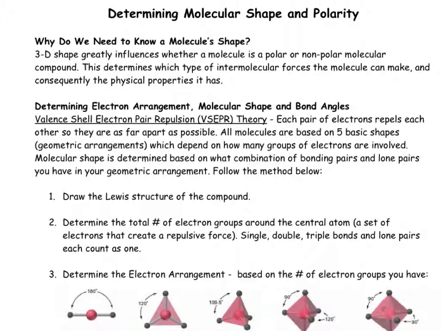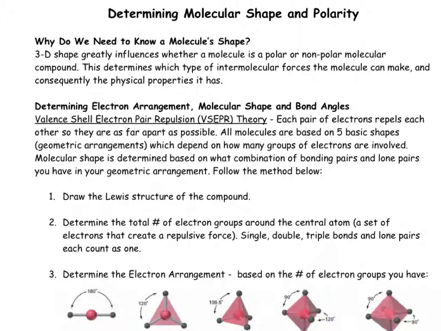In order to figure out the shape of a molecule, we use what's called VSEPR theory, which stands for valence shell electron pair repulsion theory. Now, each pair of electrons repels each other so that they are as far apart as possible. All molecules are based on 5 basic shapes, which are known as geometric arrangements, which depend on how many groups of electrons are involved. Molecular shape is determined based on what combination of bonding pairs and lone pairs you have in your geometric arrangement. Here's the method.